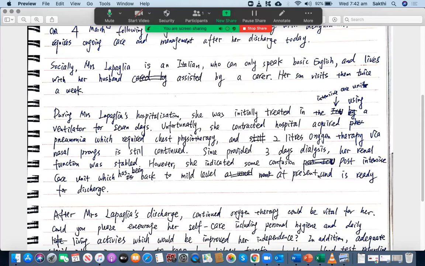During Mrs. Lapaglia's hospitalization, she was initially treated in the intensive care unit. That's good. Using a ventilator for 7 days. That's good. I'm very happy with this particular sentence structure. Unfortunately, there's a spelling mistake. You have committed a spelling mistake with the word unfortunately.